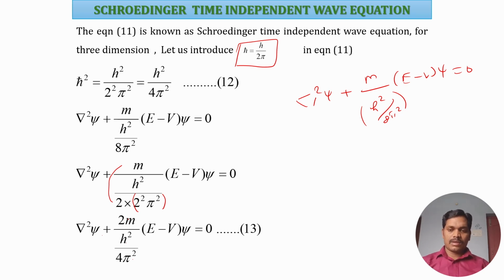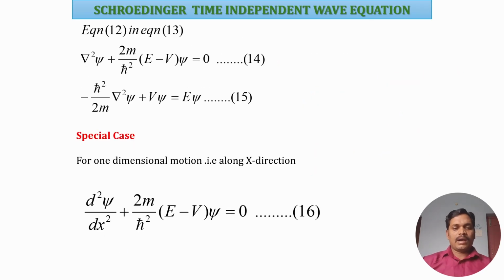So here h cross is equal to h by 2π. If you want h cross square, it is h square by 4π square. So instead of h square by 4π square, you can substitute h cross square, so that we have the final equation: del square psi plus 2m by h cross square into E minus V into psi equal to 0. In this equation, there is no term related to time, hence it is the Schrodinger time independent wave equation.